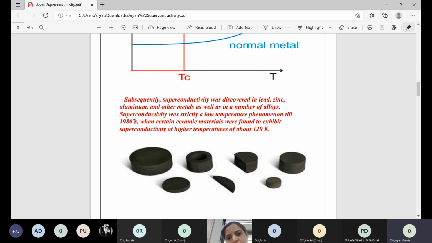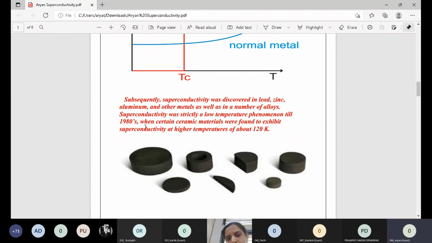But the main problem was that we can't use this much temperature in our normal life. In normal life, going to such low temperatures is nearly impossible. And we want to use superconductors in our life. So it was very typical, but we found a solution for that.